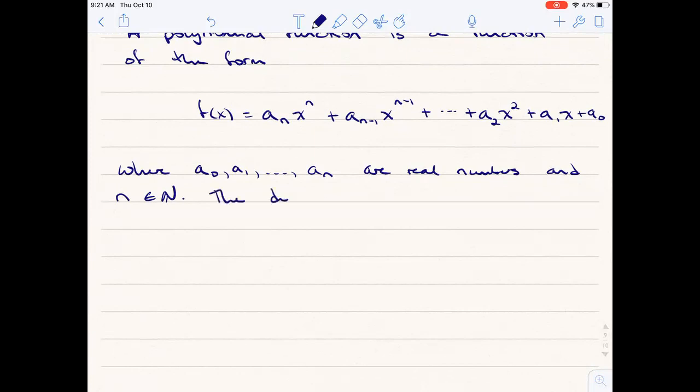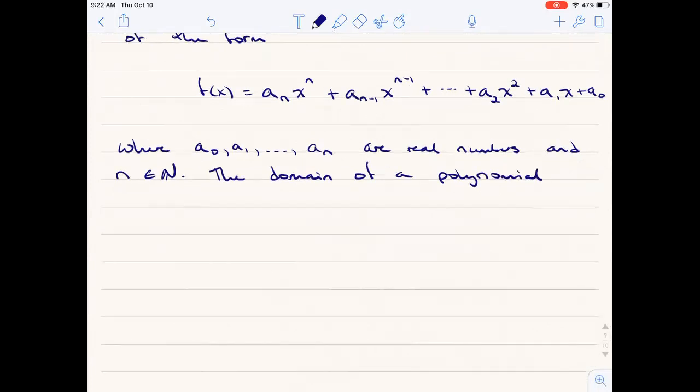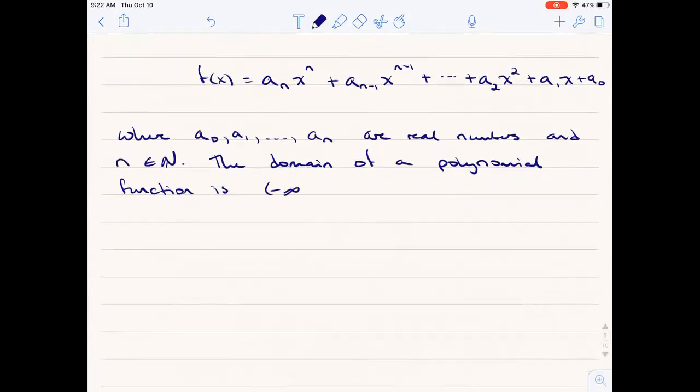The domain of a polynomial function is, again, negative infinity to positive infinity.